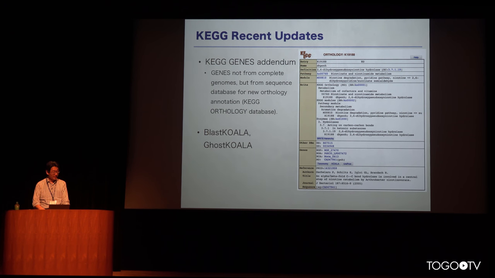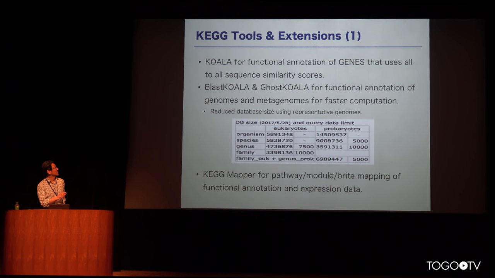Okay. And another recent development is an annotation tool for researchers, like BlastKOALA and GhostKOALA. KOALA is an in-house annotation system which uses sequence similarities based on the SSEARCH program. So the computation is very slow. So we use BLAST and GhostX for the public annotation system for much faster functional annotation.